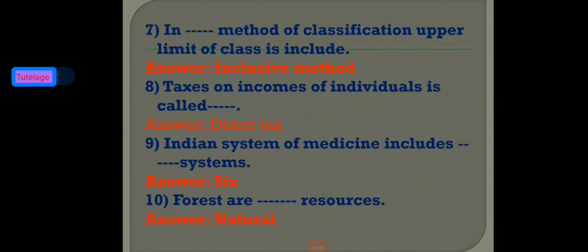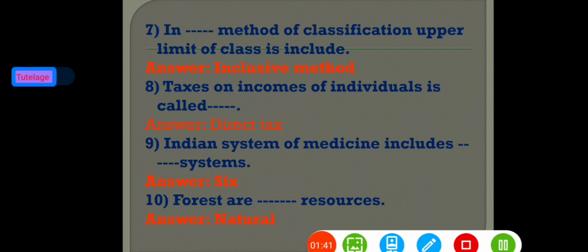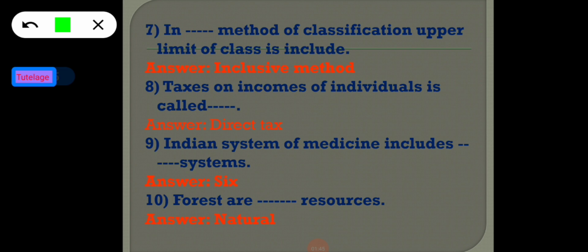The next question is, in dash method of classification, upper limit of class is included. Basically, this is a question under the fill in the blanks type. So in the inclusive method of classification, the upper class limit is included. Okay, so in the inclusive classification method, the upper class limit is included.